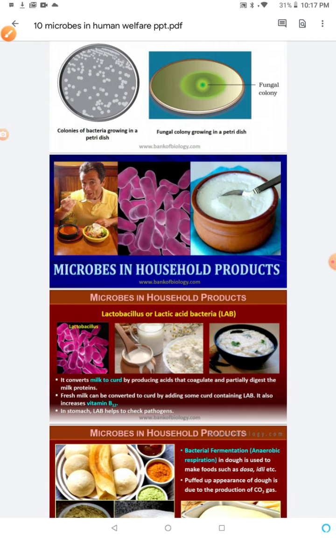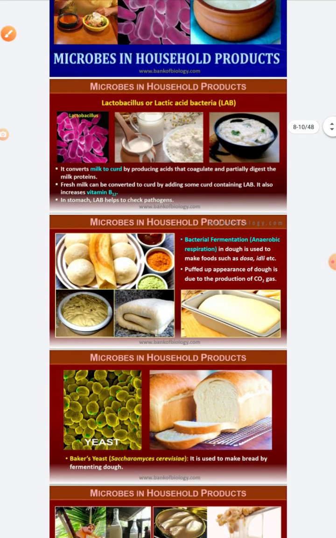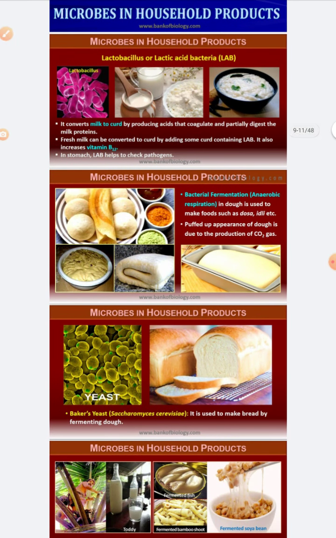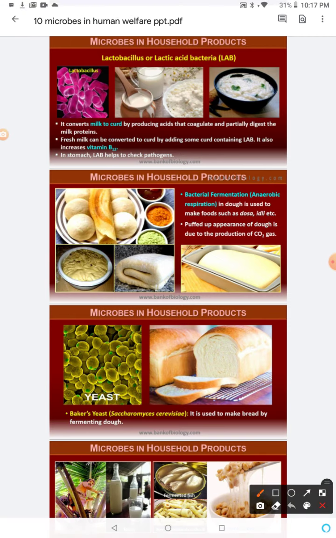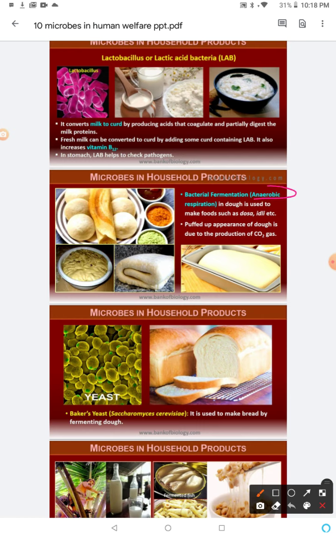the pathogens. The microbes in various other household products are used to increase the fermentation process, that is by anaerobic respiration. The dough is increased in making things like dosa and idli, and the puffed up appearance of the dough is due to the production of carbon dioxide during anaerobic respiration of the bacteria.